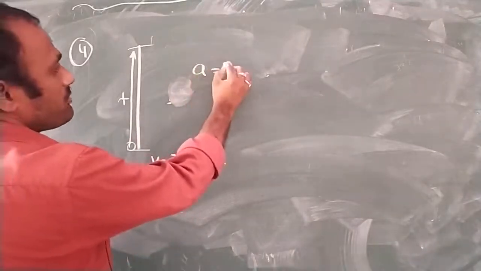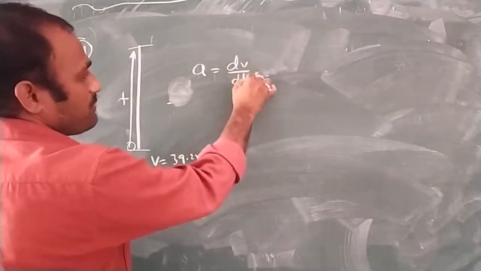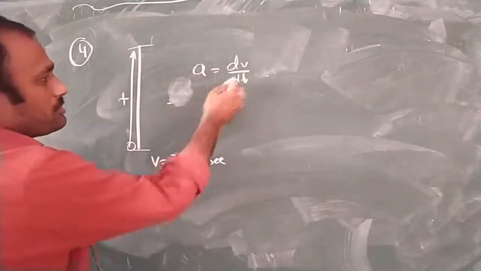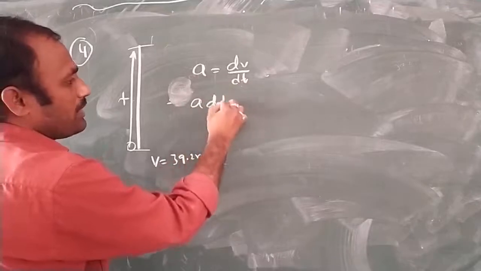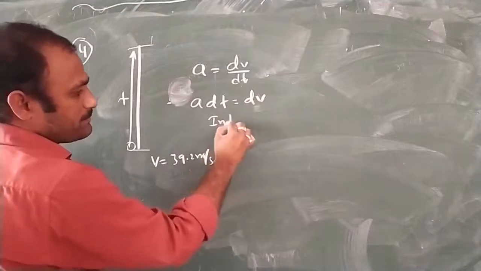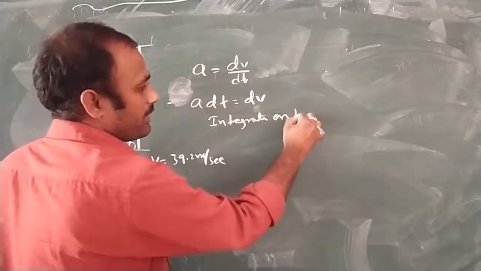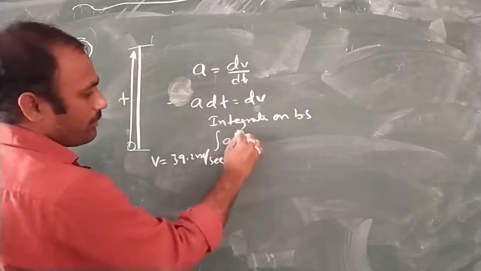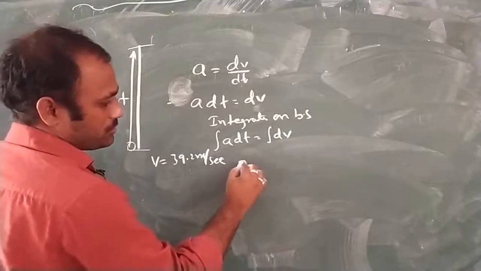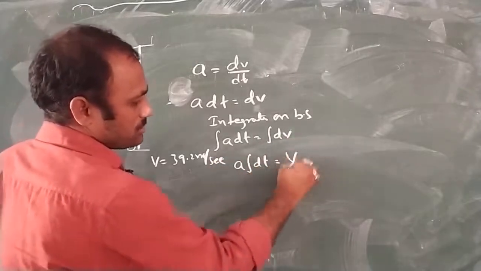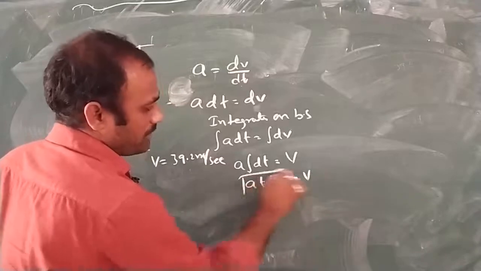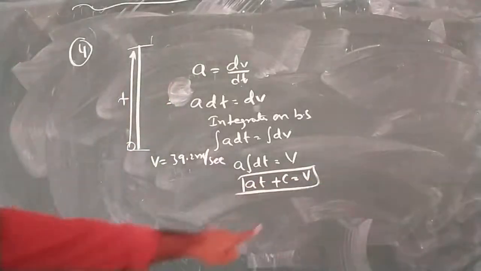Acceleration is nothing but the change in velocity with respect to time. If I transpose, a into dt is equal to dv. But I want the velocity itself, so in order to get that, integrate on both sides. The integral of a dt is equal to the integral of dv. a is the constant term, so the integral of dt gives t, and the right side is v. So it will be at plus a constant c equals v. So I got the velocity as at plus c.